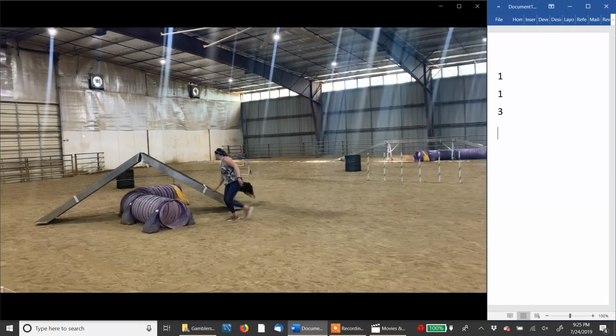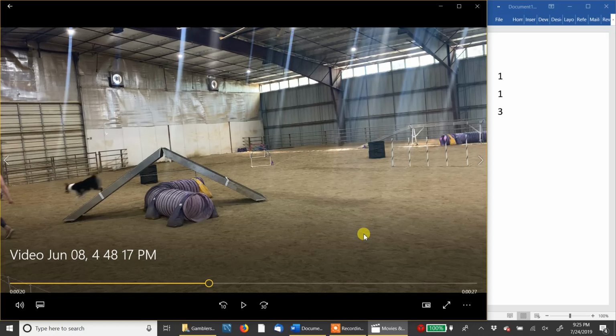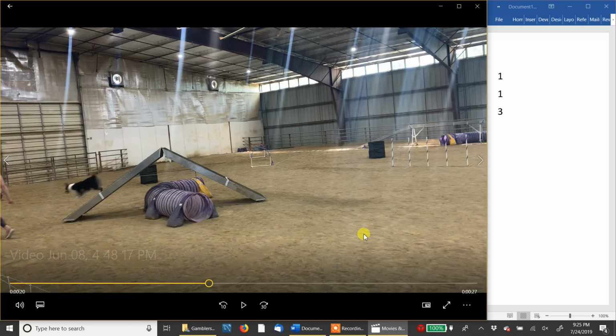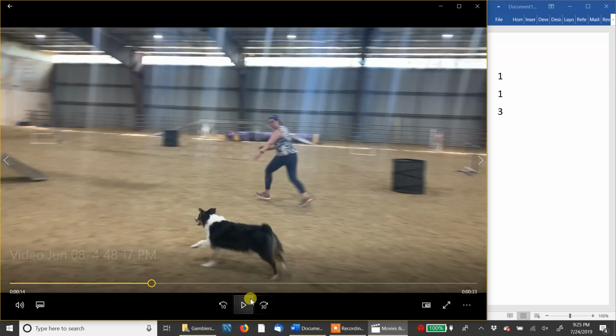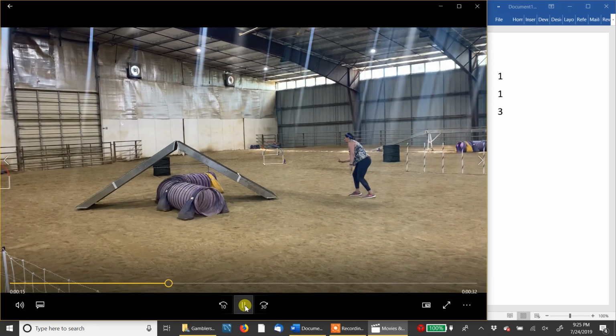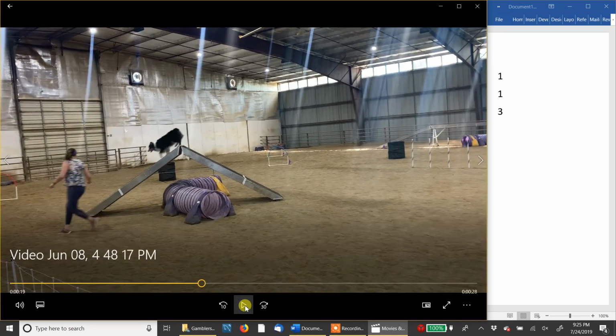3. So this would be one of those funky things we just talked about. In this version of Gamblers, flips out of tunnels onto contacts or off of contacts into tunnels are not allowed. So what we just saw right there, where they went into this purple tunnel, and then they just wrapped right back around and got onto the A-frame, they will get 0 points for that A-frame. They will still get the points for the tunnel, but they will get no points for the A-frame.